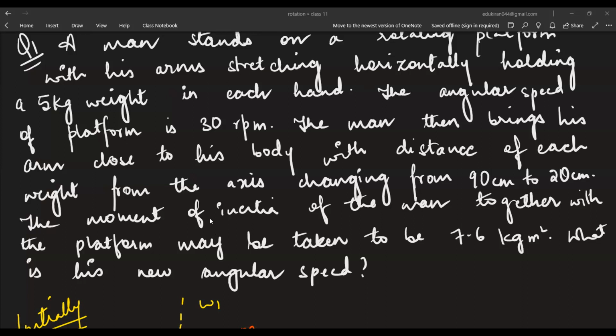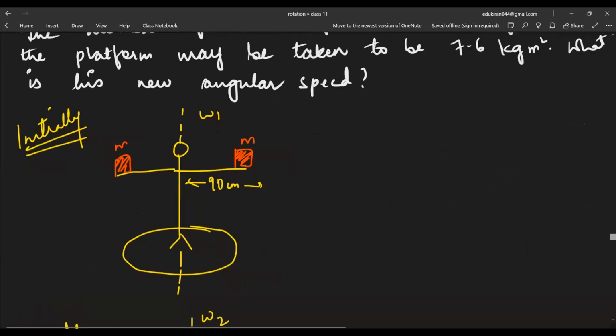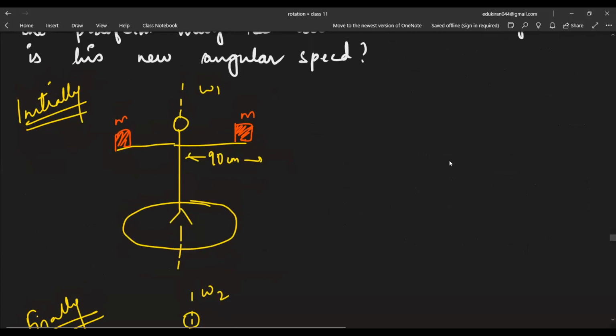What is this? It is the moment of inertia. So in the first case, we already have the moment of inertia of the entire setup, the man with the platform. What is the new angular speed? What is omega 2? Omega 2 is unknown. This is 5 kg, 30 rpm, 90 centimeters, and the moment of inertia. Everything is mentioned. In the second case, 20 centimeters, the weights are the same. Then we already know angular momentum is conserved.